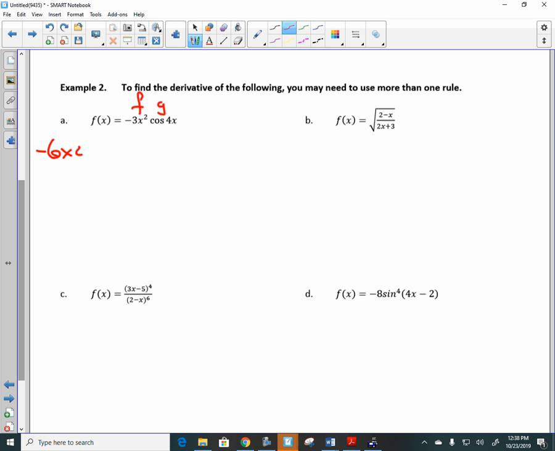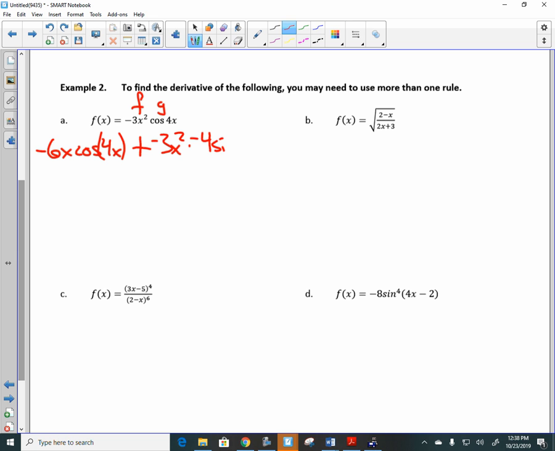Negative 6x times cosine of 4x. Easy so far. Plus. Now I leave the negative 3x squared alone, correct? So plus negative 3x squared times, I need the derivative of cosine of 4x. Chain rule. I am going to choose to not write the boxes because we are ready for it. Watch how I do this. What's the derivative of the inside? 4. What's the derivative of the outside?